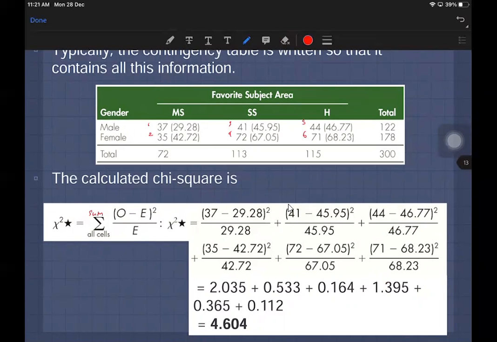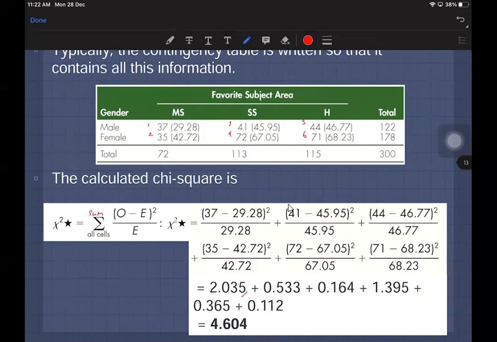So the first one, 37 minus 29.28 in brackets squared, divided by 29.28. So 37 minus 29.28 will be 7.72, squared will be 59.59, divided by 29.28. So you will get 2.035. The same goes for the second, third, fourth, fifth, and the sixth one.